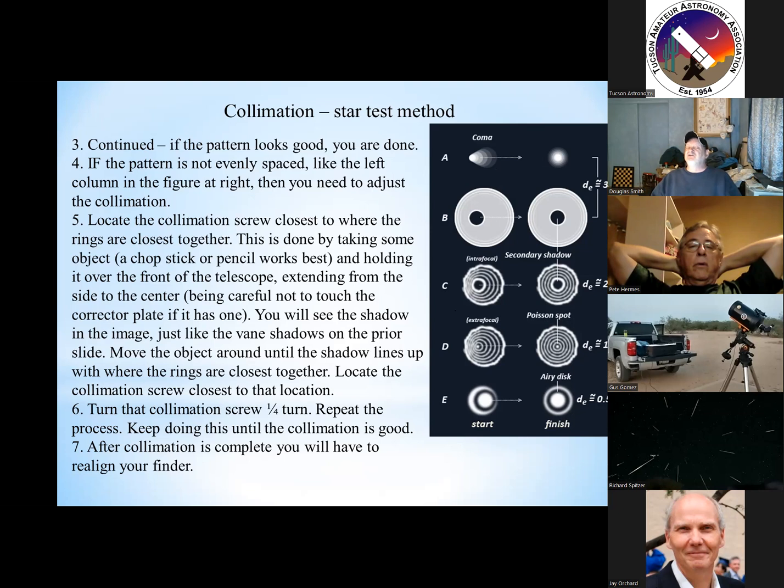There are collimation screws on your telescope, no matter what type of telescope you have, and I'll talk about how you find these screws. I say locate the collimation screw that's closest to where your rings are closest together. So what you want to do is find a collimation screw that's closest to this area where the rings are really close together. And the way I do it is real simple.